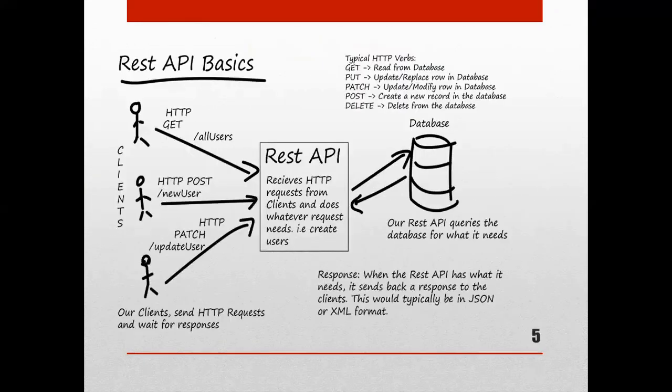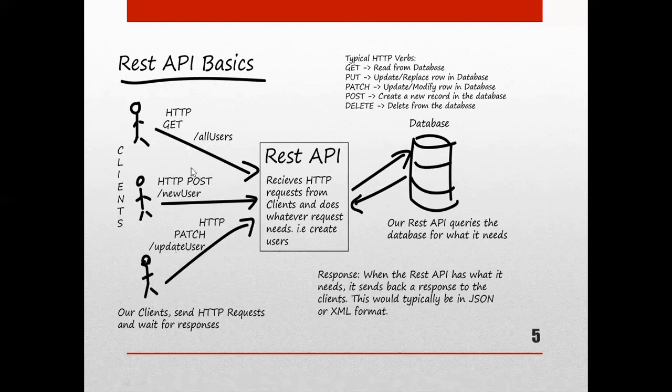Here you can see a simple architecture for a REST API. These are the clients. The client sends an HTTP request and waits for a response from the server, or you can say from the database. The request is handled by the REST API, it goes to the database, and the server returns the response to the client.